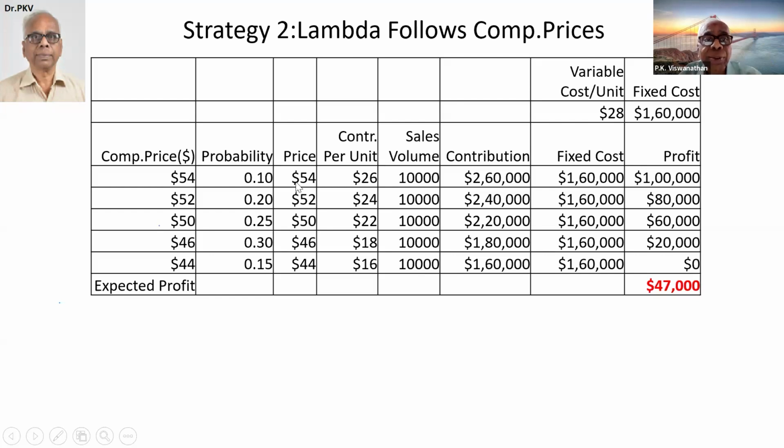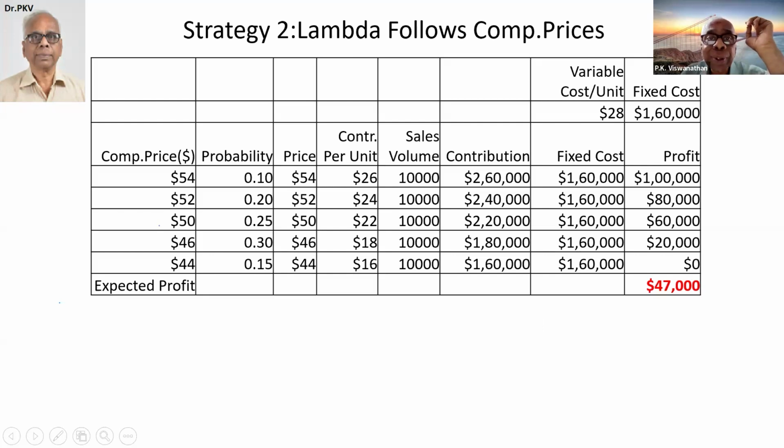Now I multiply each one. $1 lakh with 0.1, $80,000 with 0.2, $60,000 with 0.25, the probability, $20,000 into 0.3, and $0 into 0.15. Because look at it now, the last, even at the lowest price, you are breaking even, $0 only, there is no loss. And when I do the expected profit, it is $47,000.